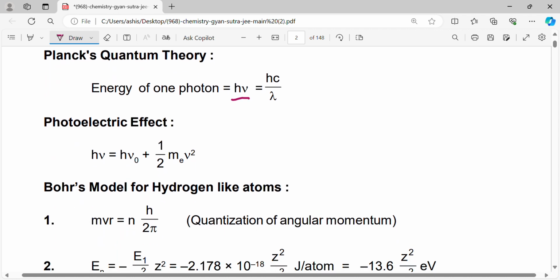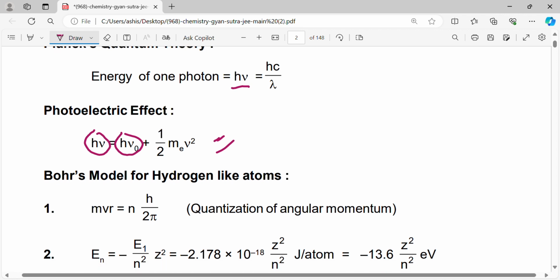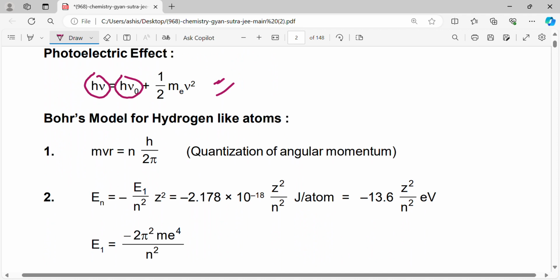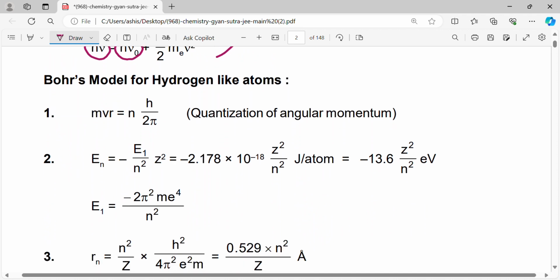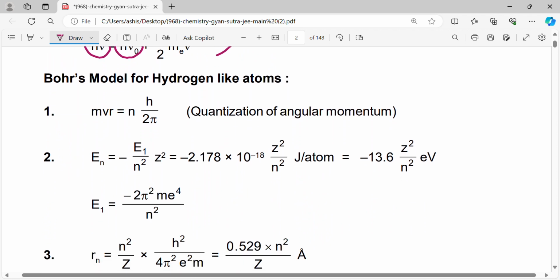Photoelectric effect: h nu is equal to h nu naught plus half mv square. This formula we can use for the photoelectric effect. Here nu naught is the threshold frequency and h nu naught is the work function. h nu is the energy of incident light and half mv square is the kinetic energy of the electron. The ejected electron means photoelectron.